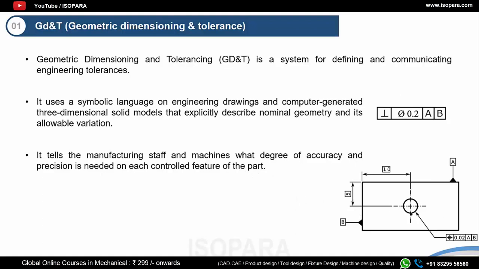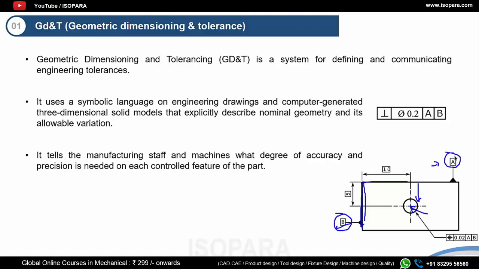And as you can see, in the same example, you have two planes that are taken as a reference. First is the reference plane A and then we have the reference plane B, because as you can see, the center of this hole is taken to be 10 mm from plane B, and 5 mm in this direction from plane A.